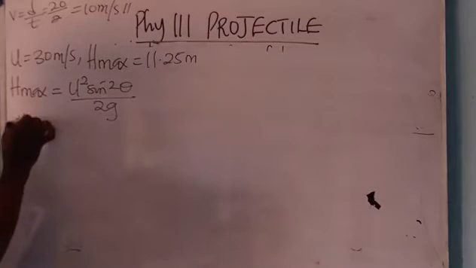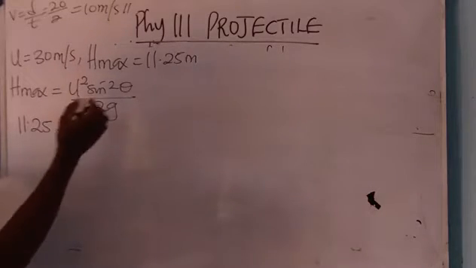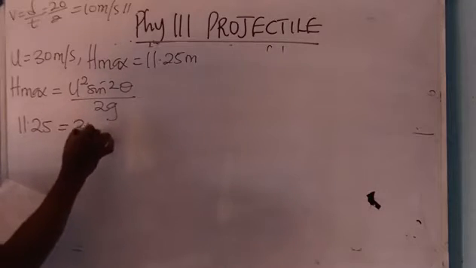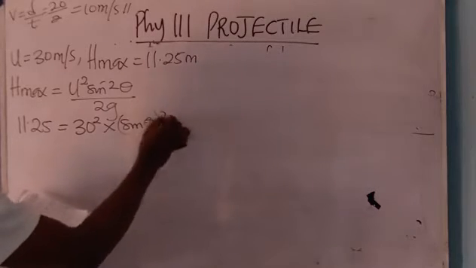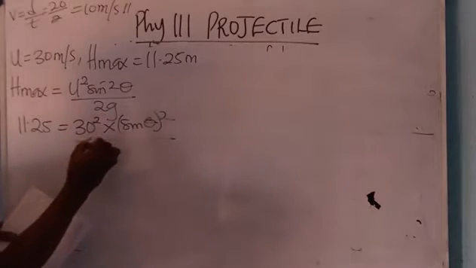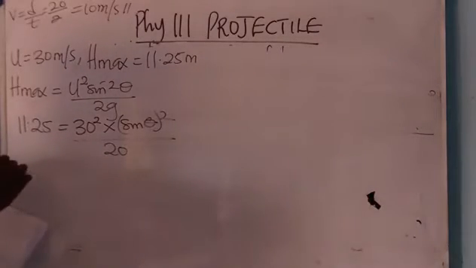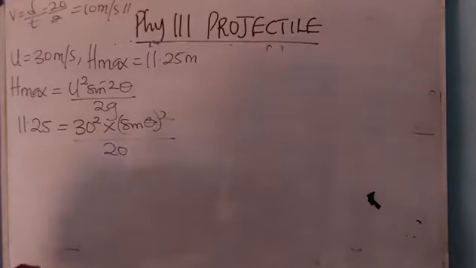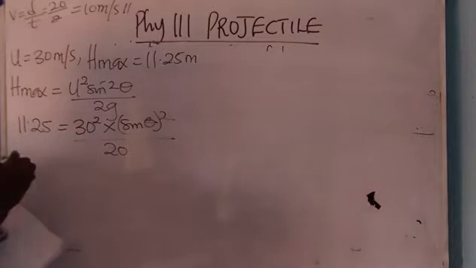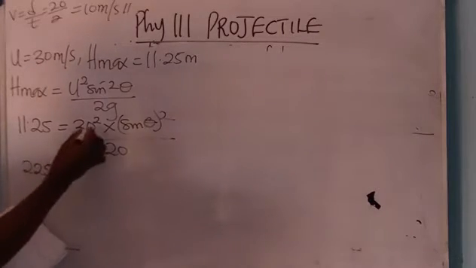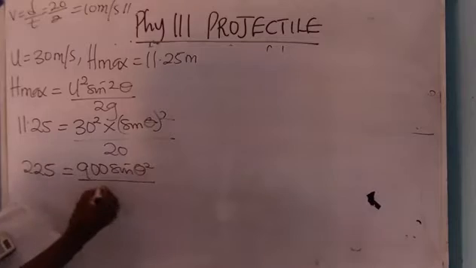Now they said the maximum height is 11.25, which means I have 11.25 equals 30 raised to power 2 times sine theta all squared over 2g. G is 10, so 2 times 10 is 20. So we now have 11.25 times 20 equals 900 sine squared theta, that is 225 equals 900 sine squared theta. Divide both sides by 900.